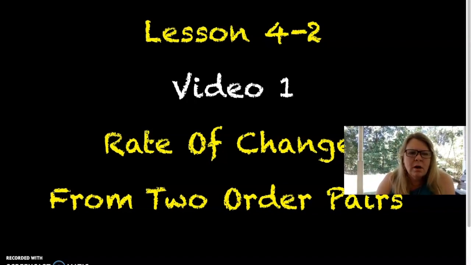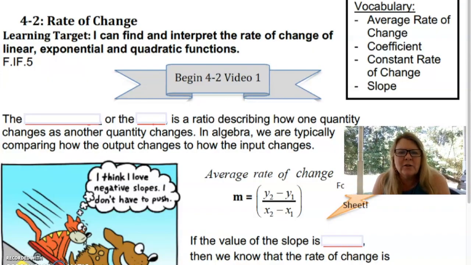So our learning target for today is to find and interpret the rate of change from linear, exponential, and quadratic functions. If you can look at the vocabulary up here, we're going to use some words like average rate of change. We're going to be using coefficient, which we've already talked about in the past as being the number in front of the variable, constant rate of change, and slope. Those are some vocabulary words that we're going to be focusing in on today.